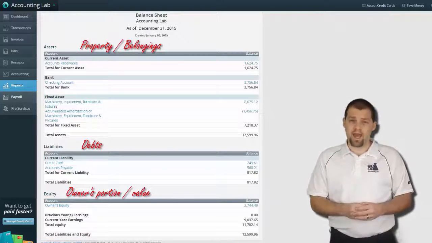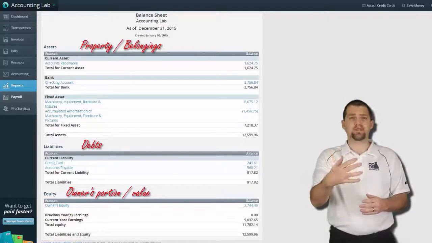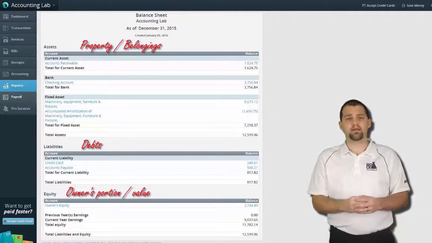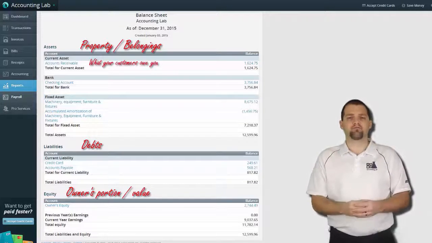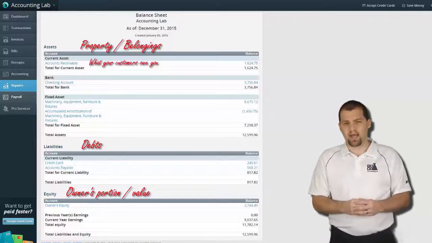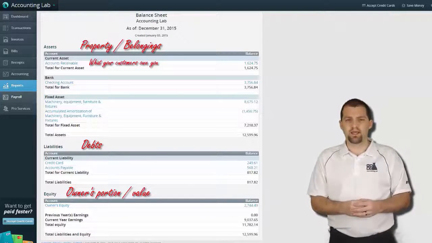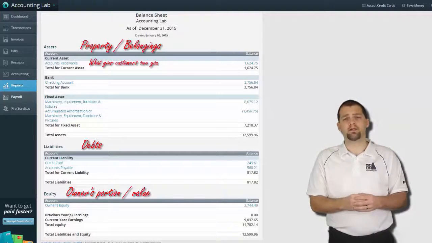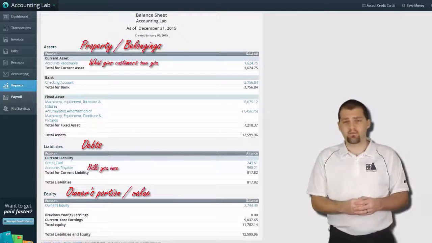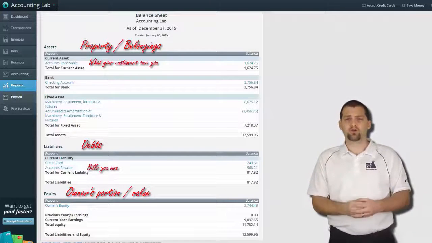So some examples of assets would be things like your bank accounts, any kind of cash that you own, investments, also your accounts receivables, which are the amounts owed to you by your customers, and also fixed assets, property that you own, such as machinery, equipment, vehicles. Those would all be considered assets. So your liabilities would be any kind of a debt that's incurred by the business. These could be things like business credit cards, any kinds of outstanding bills called accounts payable, or long-term debts, small business loans, things like that.